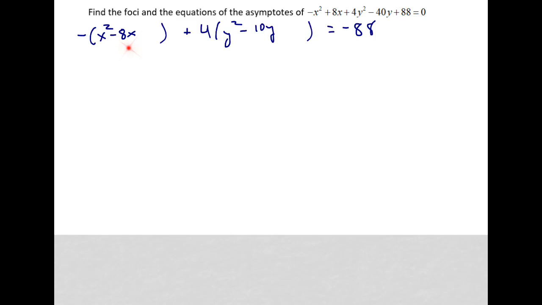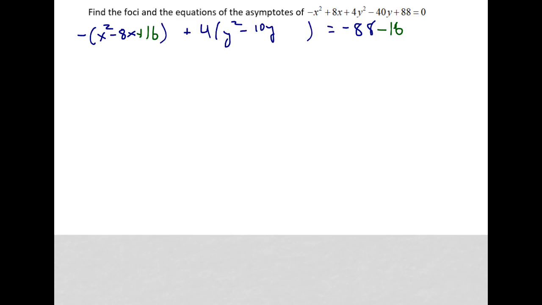So you notice for the x's, half of 8 is 4, and 4 squared is 16. So that's what I want to add here. But how are we going to balance that out? If you add 16 on the other side, that'll be incorrect. Because if you think about it, we're not really adding 16 here, because this is in parentheses. Notice what's out here. It's a negative. We're really subtracting 16. So we want to subtract 16 from the right side.